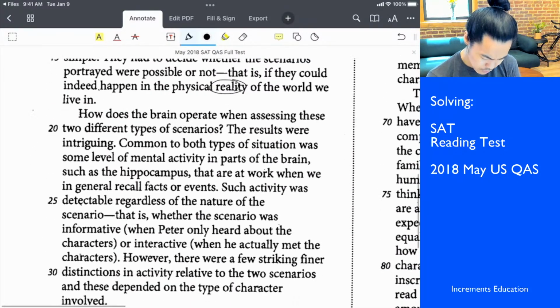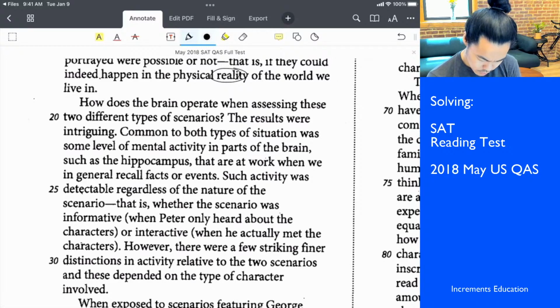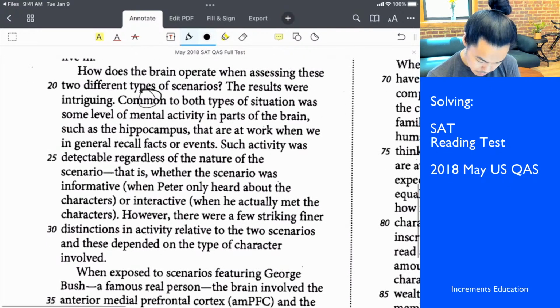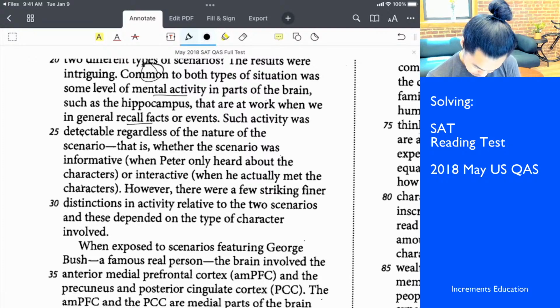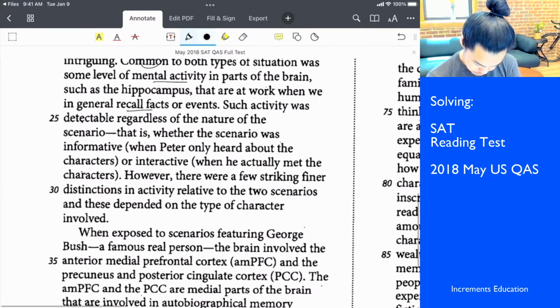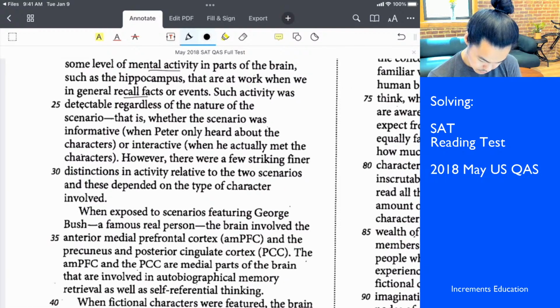Wait, how does this have to do anything with emotions? Okay. Operate when assessing the two different types of scenarios. Intriguing, common to both types of situation with some level. There's common parts, so there's going to be some uncommon parts. Mental activity. Recall. Regardless, right? This is regardless. Or interactive.